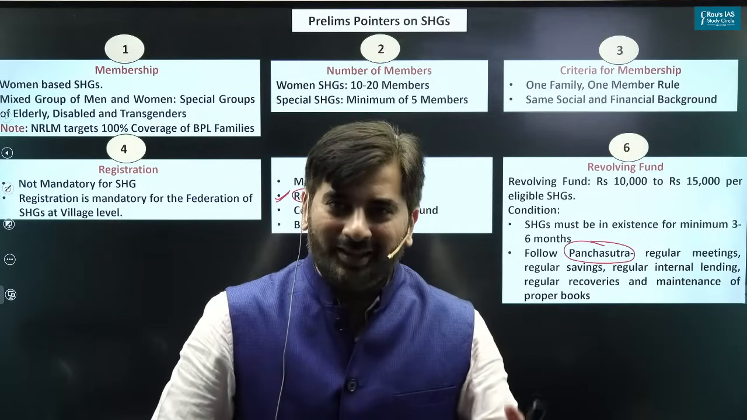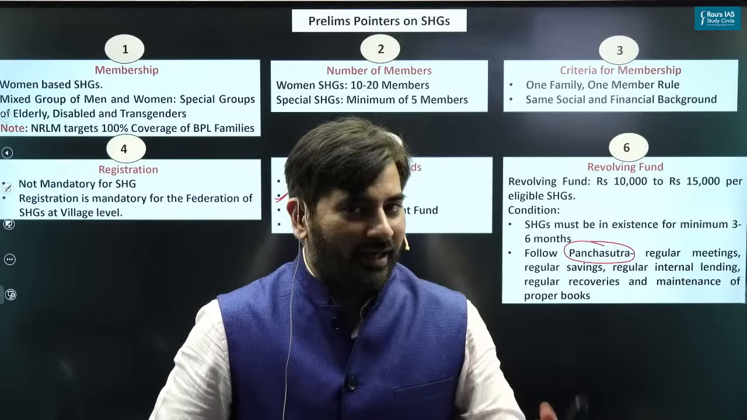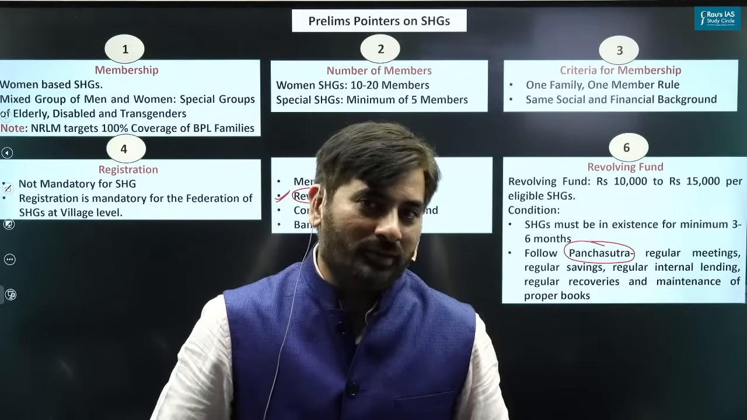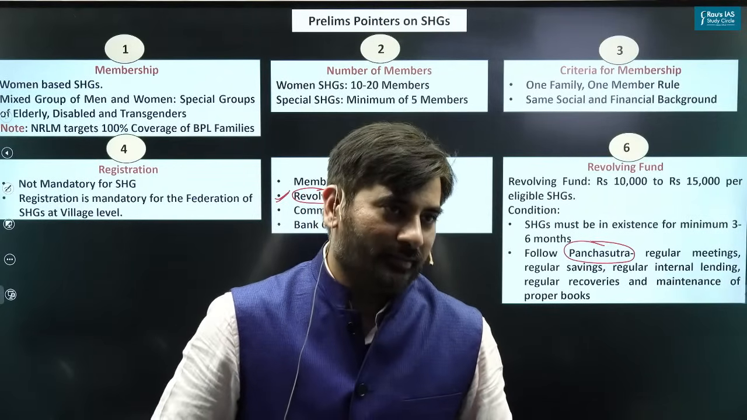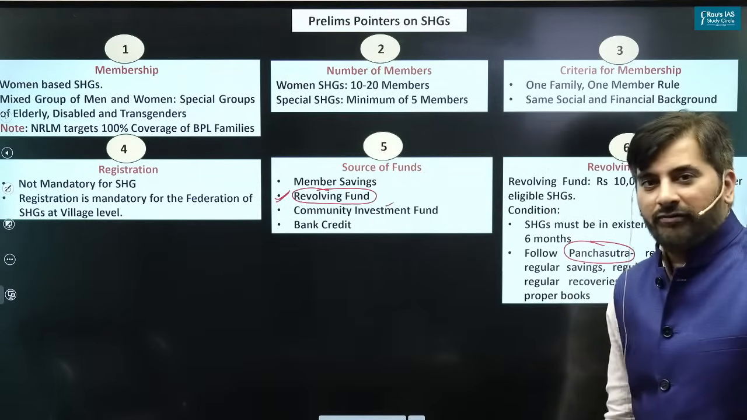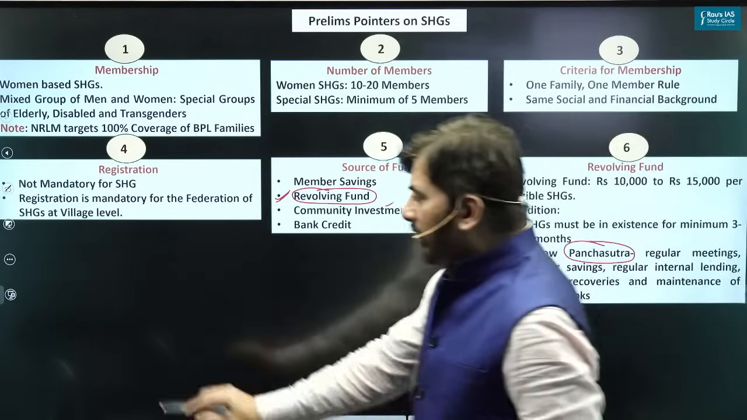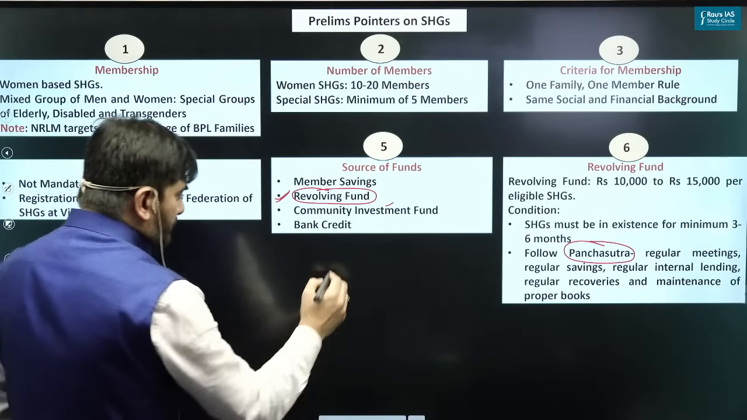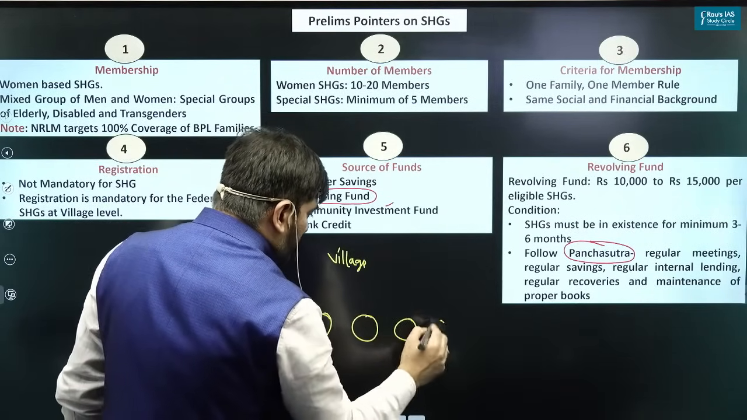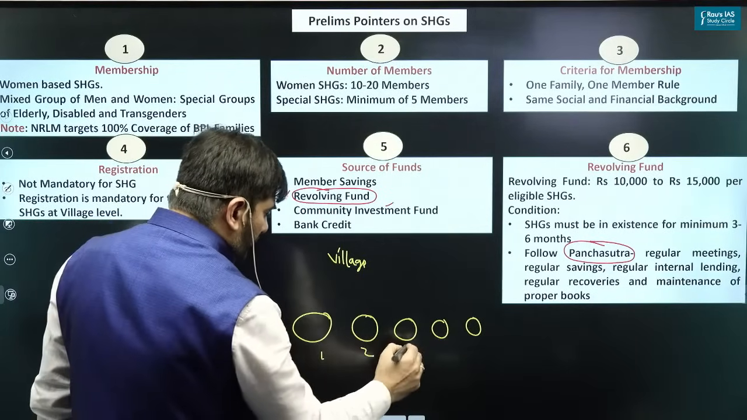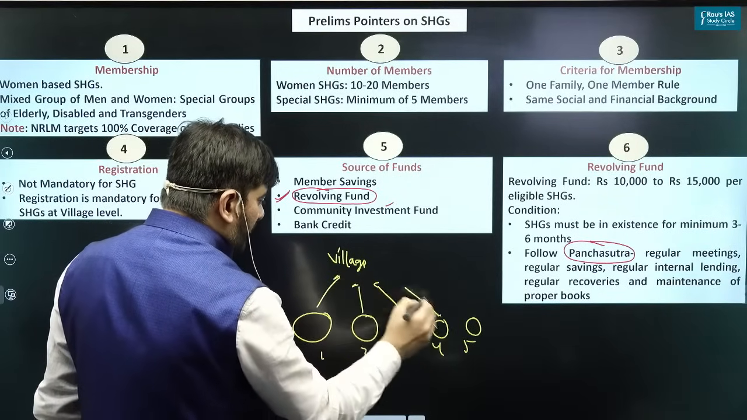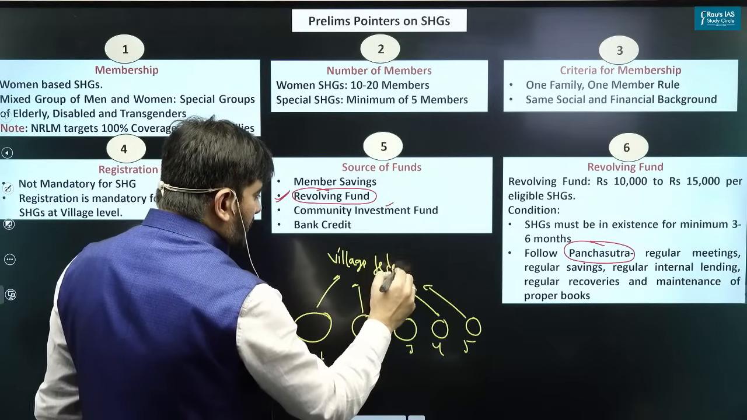So if an SHG is at least 3 to 6 months old, and if it is following these Pancha Sutras, only then will the SHG get the funding from the government in the form of revolving fund. Taking this forward, what is community investment fund then? Like I said, in a particular village, you could have, let's say, 5 different SHGs. Now these 5 different SHGs might come together in a particular village to form a federation of SHGs.